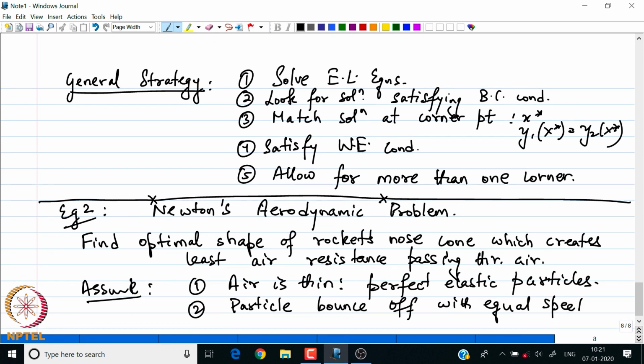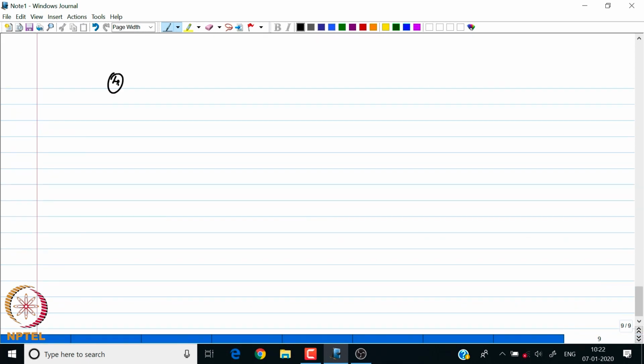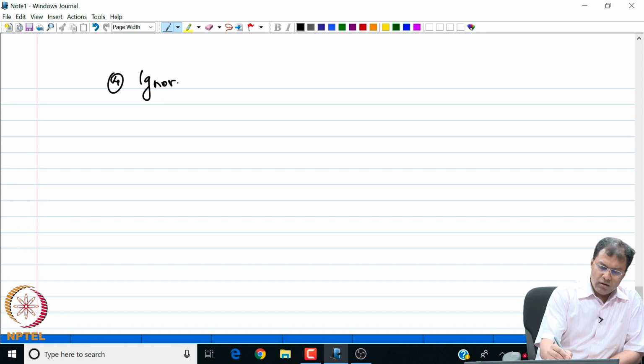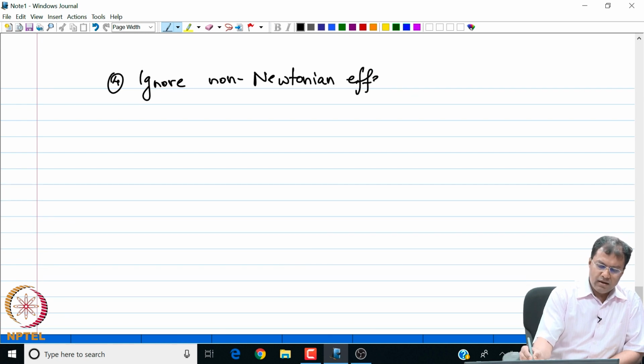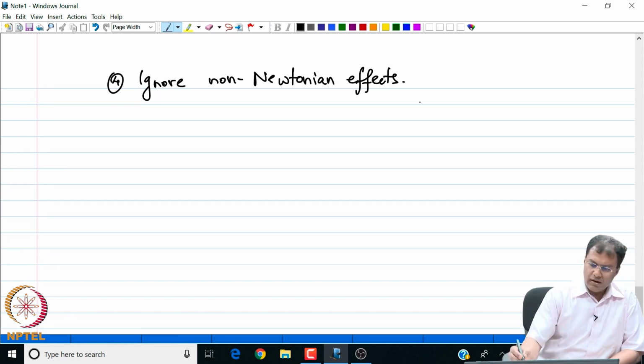And we ignore the tangential friction, and we also ignore non-Newtonian effects like the compression of air, rarefaction of air, and so on.